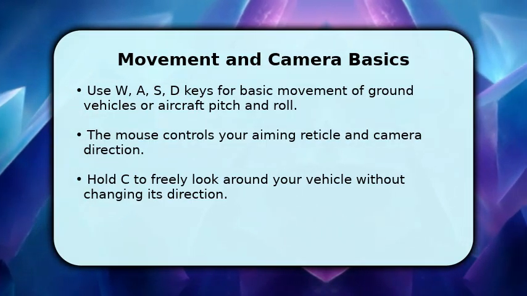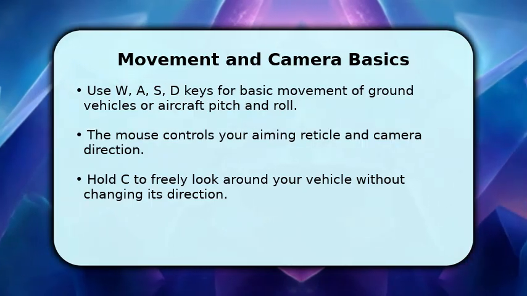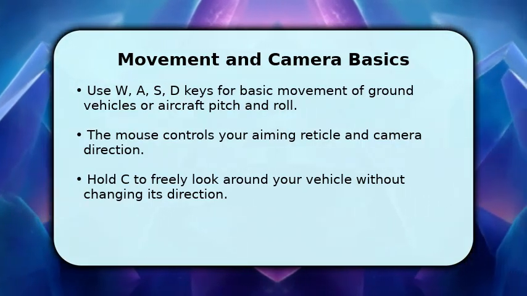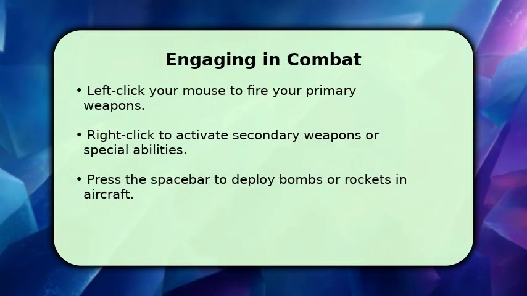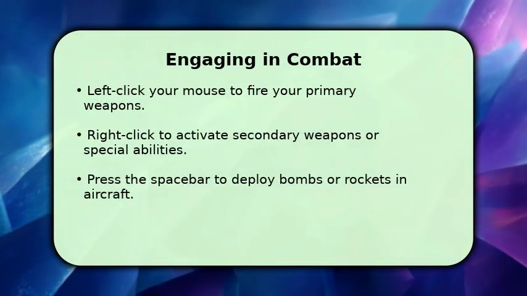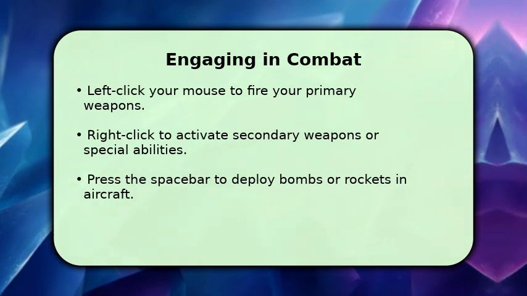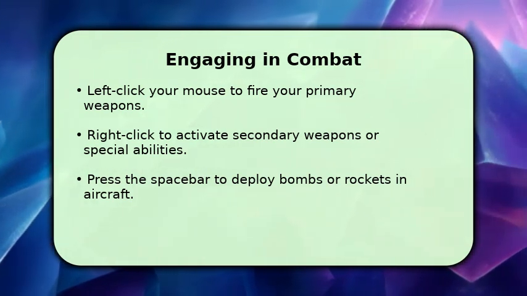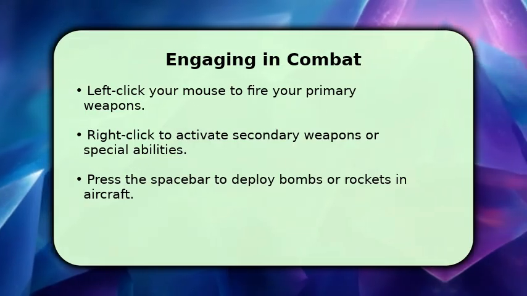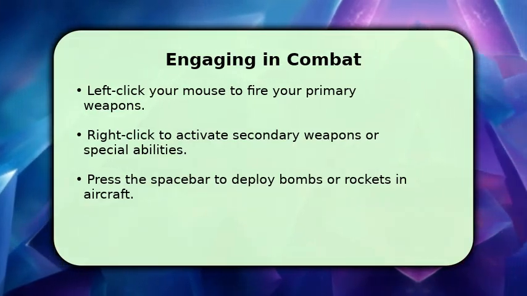The mouse wheel is perfect for zooming in on distant targets or pulling back for a wider view. When it's time to engage, your left mouse button fires your main guns. For secondary weapons, like missiles or torpedoes, a quick right-click will do the trick. If you're flying, the spacebar is your go-to for dropping bombs or launching rockets.